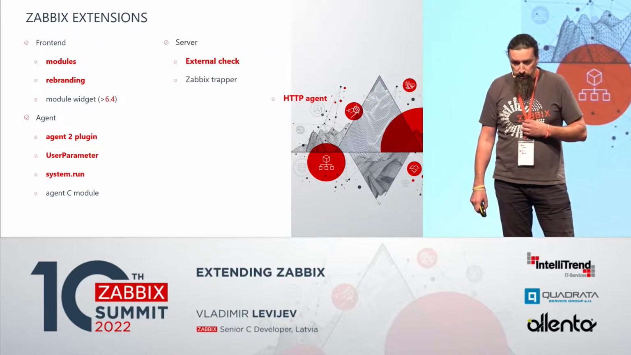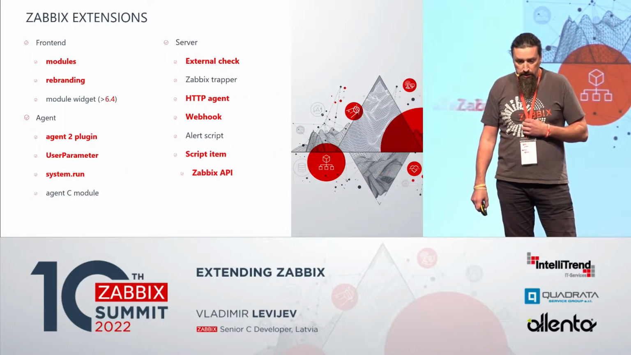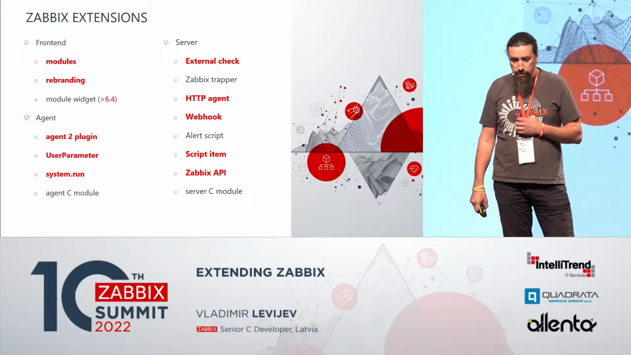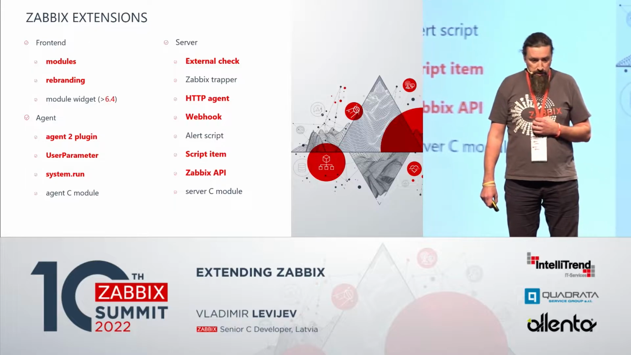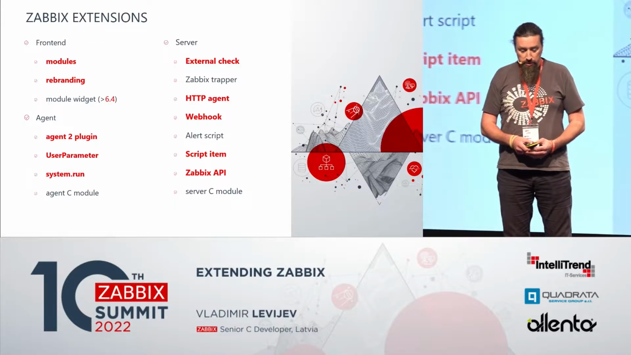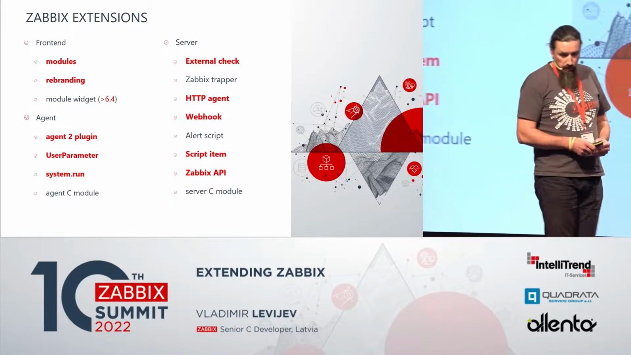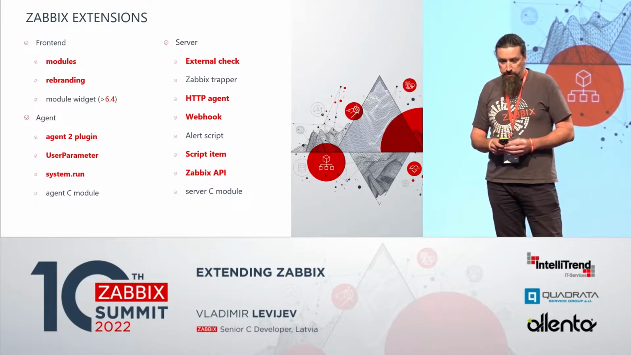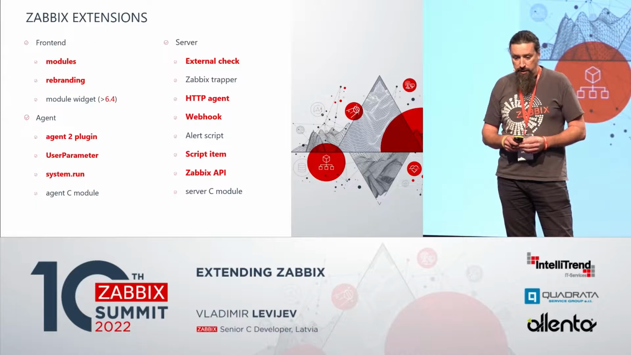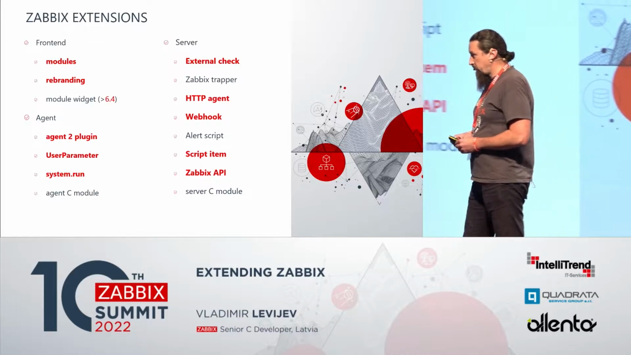I will be covering those that are highlighted. That's front-end modules, front-end rebranding, agent 2 plugins, user parameter, system run, external check of server, HTTP agent item, webhook media type, script item, and Zabbix API.